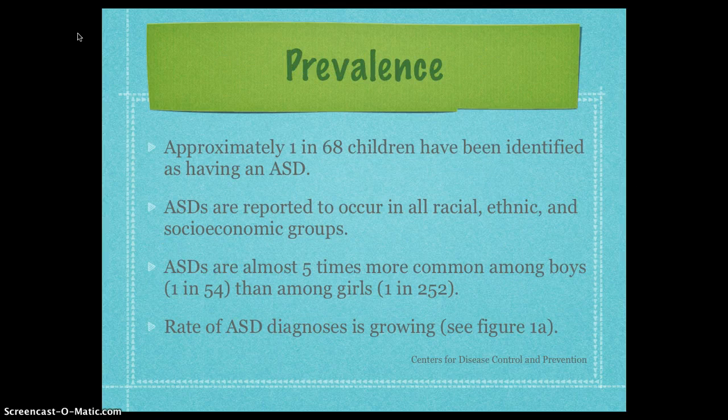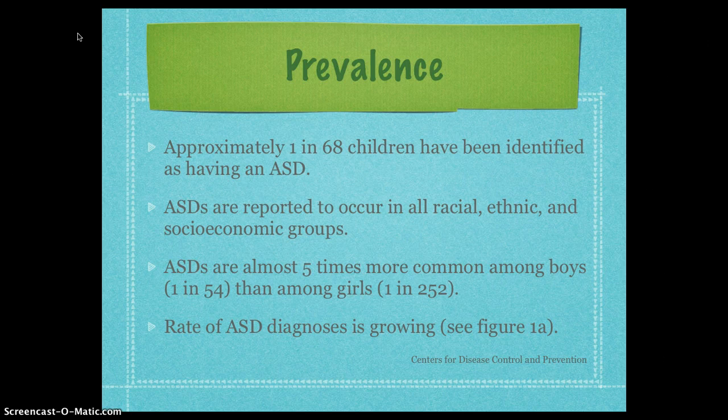We are first going to start with prevalence rates. And the current statistics from the Centers for Disease Control and Prevention are that approximately 1 in every 68 children born in the United States have been identified as having an autism spectrum disorder. And as you will see later on, that number is continually rising.